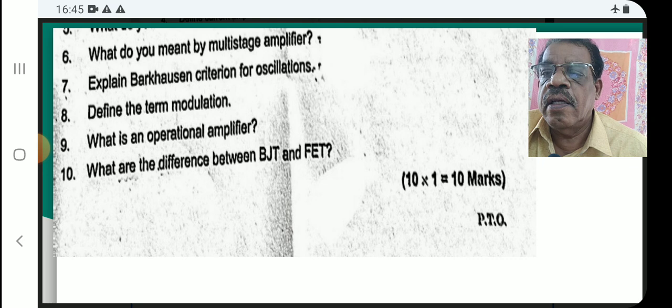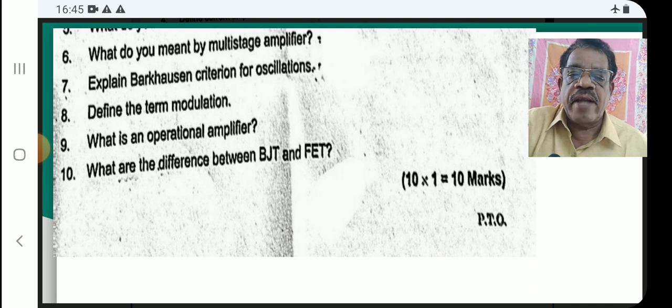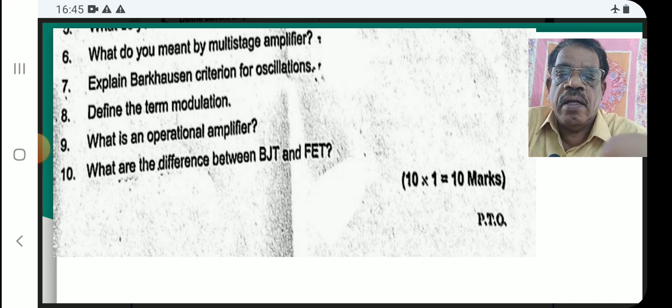Number 8, define modulation. Number 9, what is an operational amplifier? Number 10, what are the differences between BJT and FET, field effect transistor? 10 into 1, 10 marks.